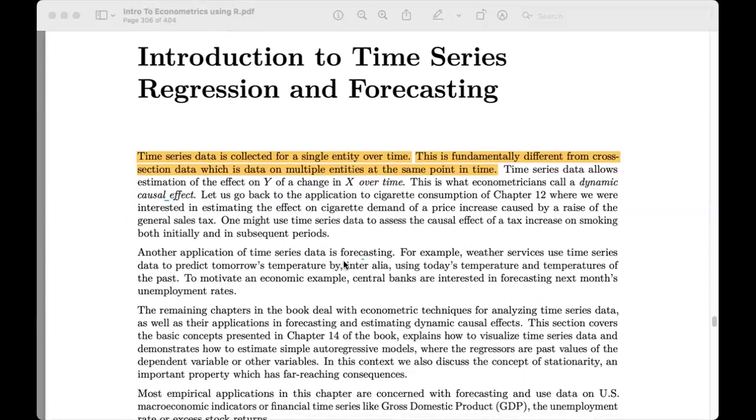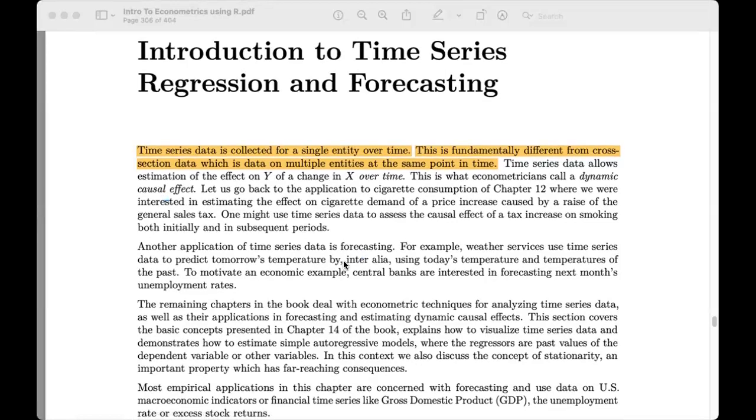Another possible application is in forecasting. Time series data is used for forecasting, for example, by weather services. Also, we might be interested in forecasting inflation and unemployment rates. These are all interesting macroeconomic variables that we might want to forecast.